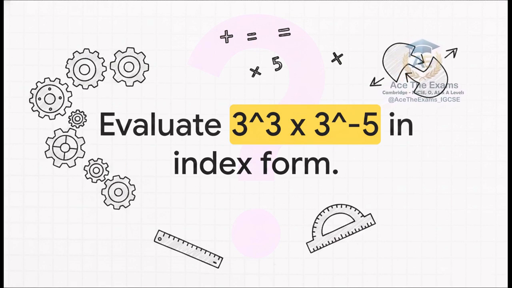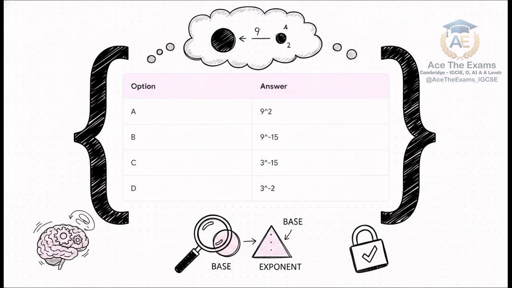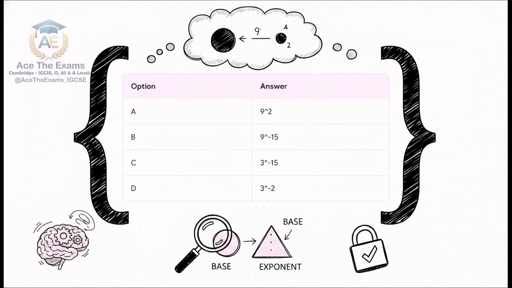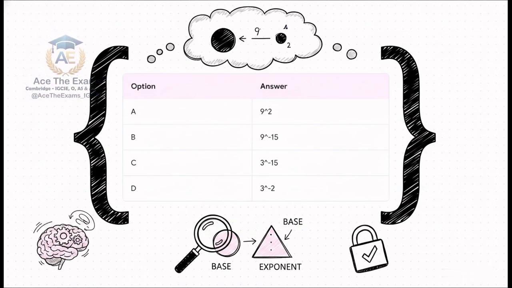So take a second. Pause the explainer if you need to. Think about what the standard rules of indices tell us to do when we are multiplying terms that share the exact same base number. Okay, let's look at your options and lock in a final answer. Is it A, 9 squared, B, 9 to the power of -15, C, 3 to the power of -15, or D, 3 to the power of -2? Look very closely at how the bases and exponents are interacting here.